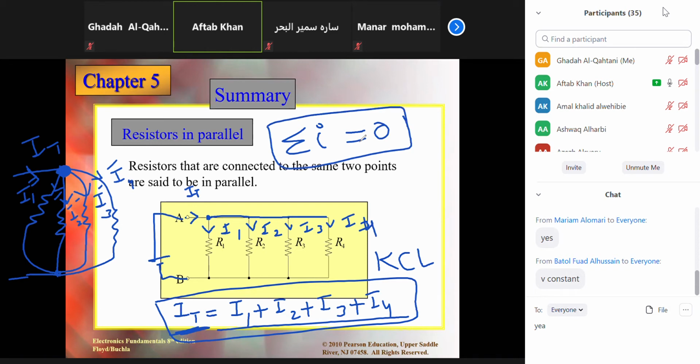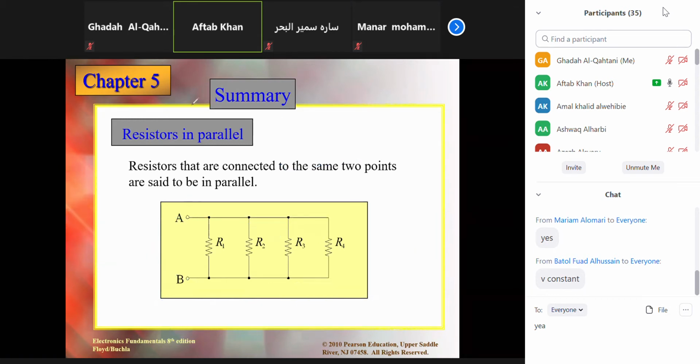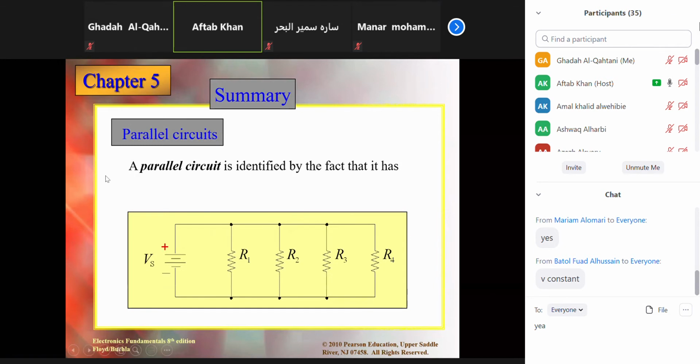Also, I can say the algebraic sum of all the currents is equal to 0. When taking the algebraic sum, we consider incoming current as positive and outgoing current as negative. When we add them together, we get 0. This is called KCL, and some basic understanding of the parallel circuit. We'll discuss more in detail after some time.